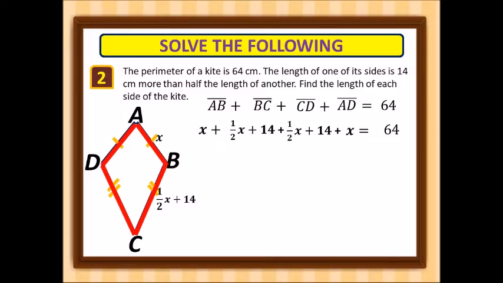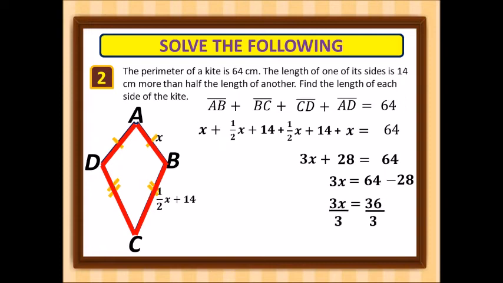Now let's combine like terms. x plus 1 half of x plus 1 half of x plus x, that is 3x. 14 plus 14, that is 28. We copy 64. So 3x is equal to 64 minus 28, and 64 minus 28 is 36. So divide everything by 3. x is equal to 12. So again, x here is equal to 12.